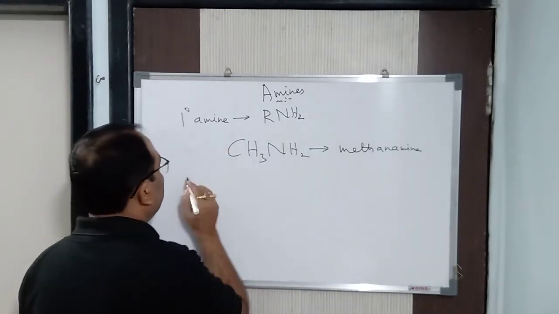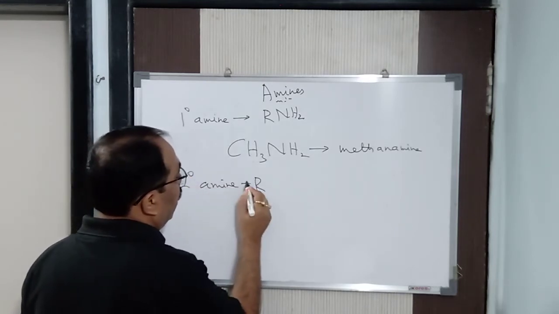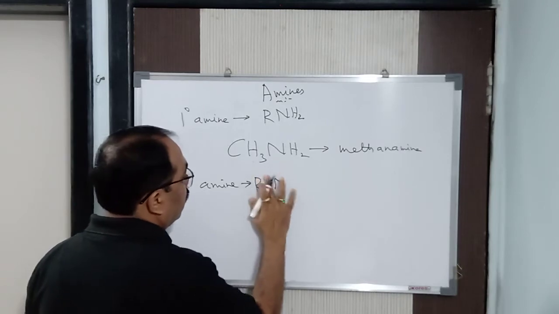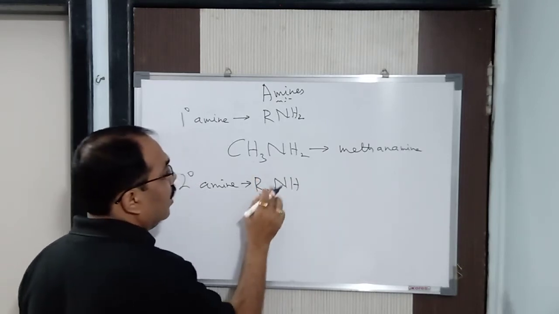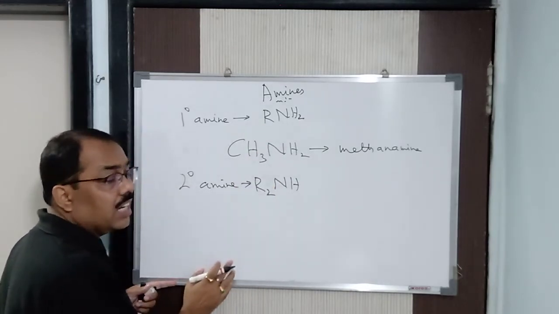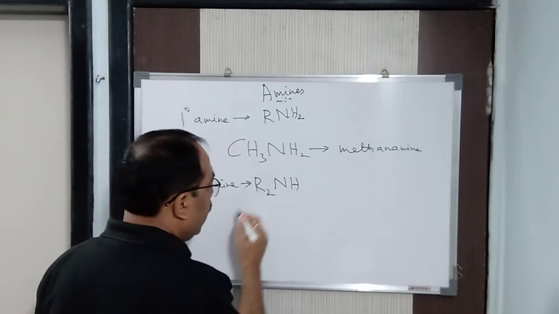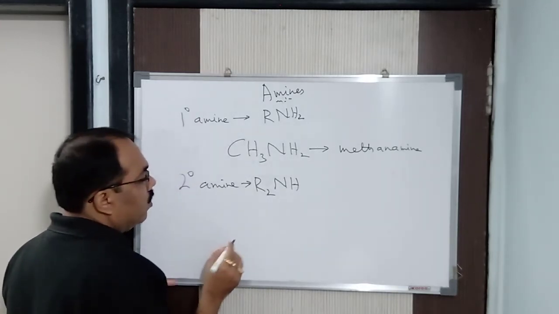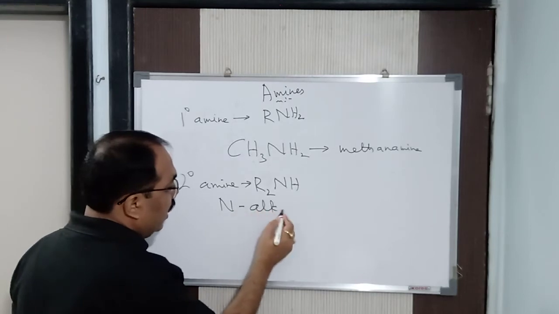Now next is secondary amines, that is 2 degree amine. It is R2NH. One hydrogen atom is replaced by another alkyl group. You can see RNH2, in place of one hydrogen I have taken one alkyl group, R2NH. The name will be N-alkyl alkanamine.